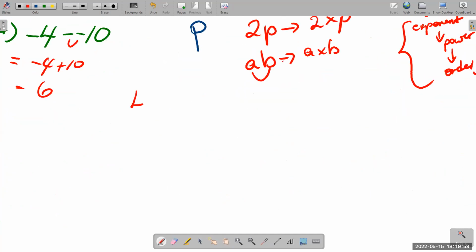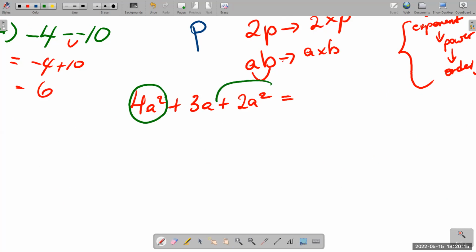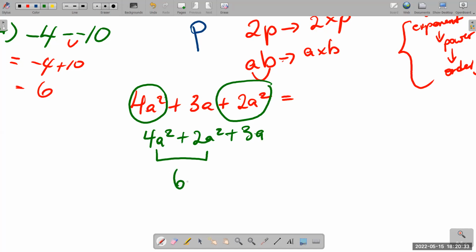If I had 4A squared plus 3A plus 2A squared, what's my answer? I know that I have like terms. The A squares are like terms. So I rewrite it 4A squared plus 2A squared plus 3A. So the only two I can add is this. Right or wrong? So your answer is simply 6A squared plus 3A.